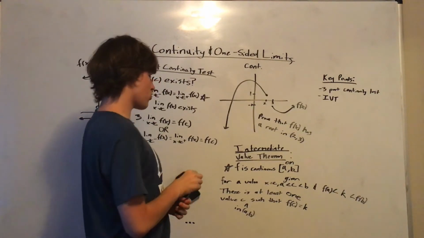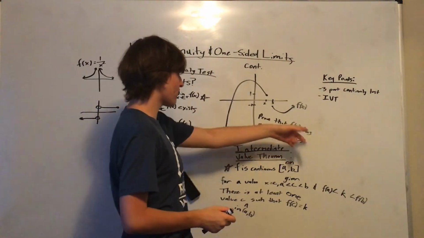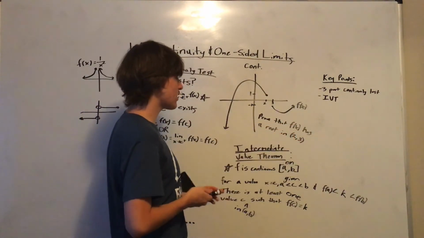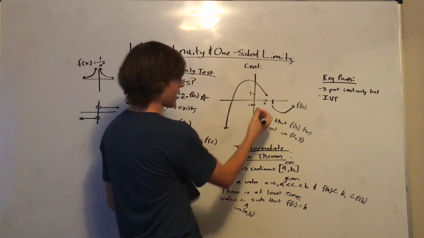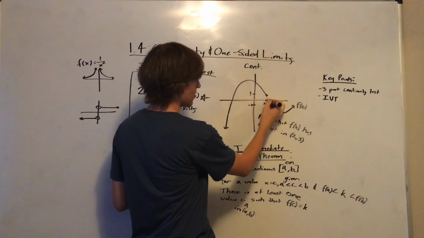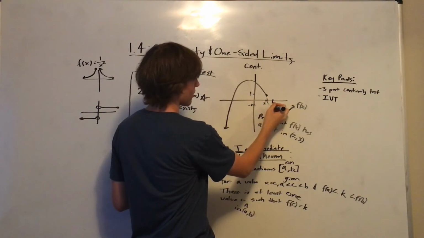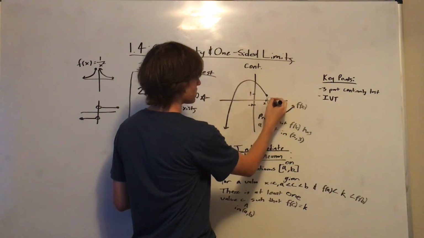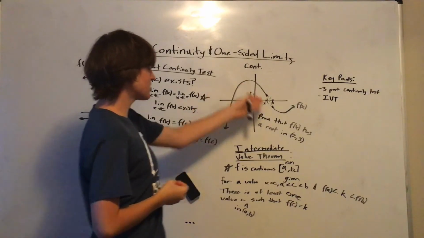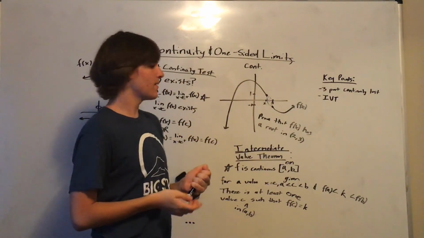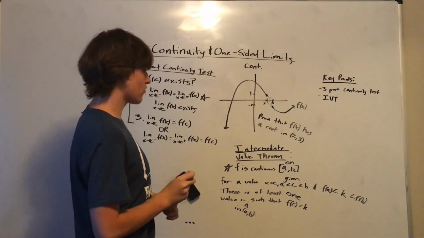So if you are asked to prove that f of x has a root in [2, 3], how are you going to do that? Well, you can use the IVT. You know that there has to be a point where it crosses the x-axis in this area, no matter what function that you draw. If it's continuous, then there must be a way to show it. And that's what the IVT does for us.